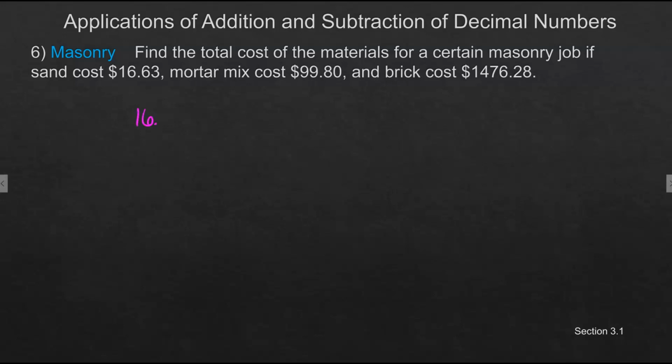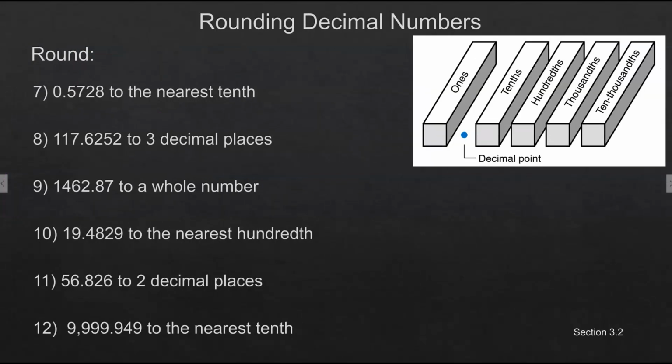So we have $16.63 plus $99.80 plus $1,476.28. So we just add them together. Use your calculator. It is a dollar amount, so $1,592.71, and that's our total. All right, let's look at the next one.